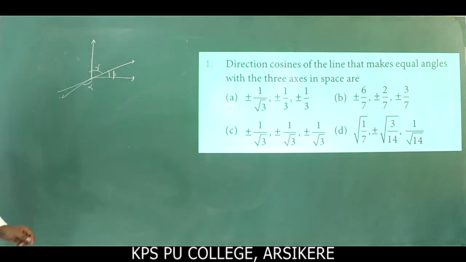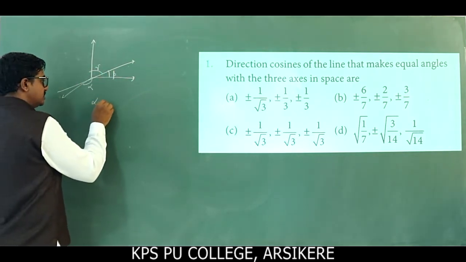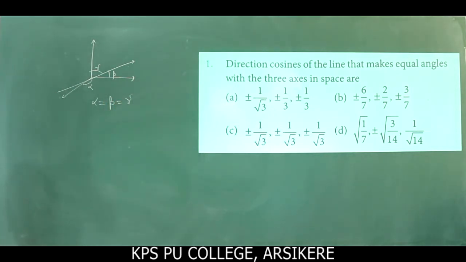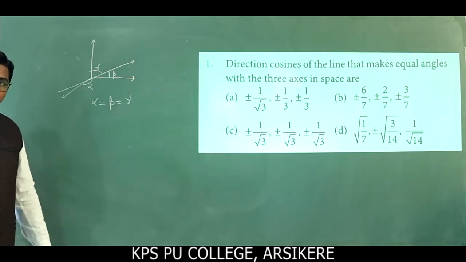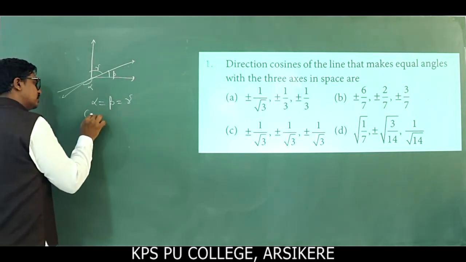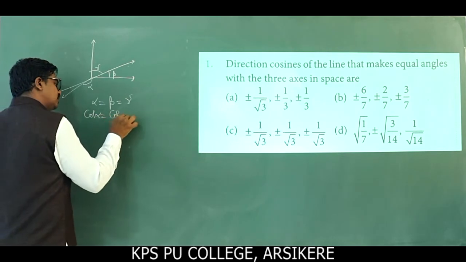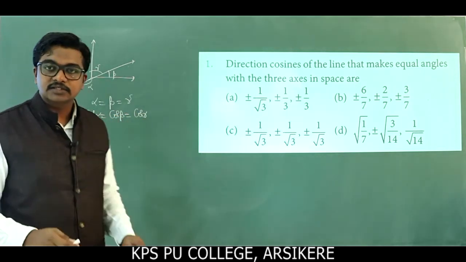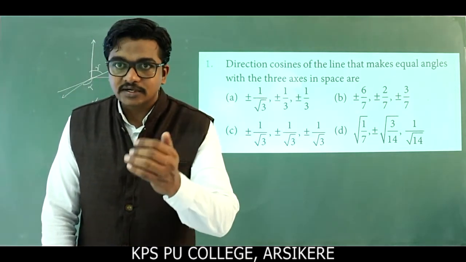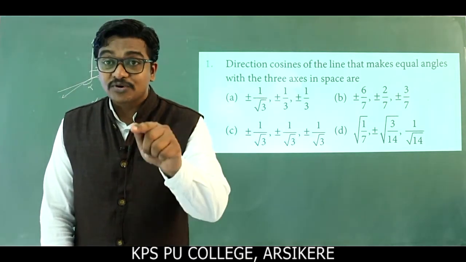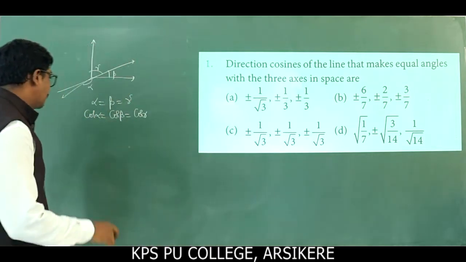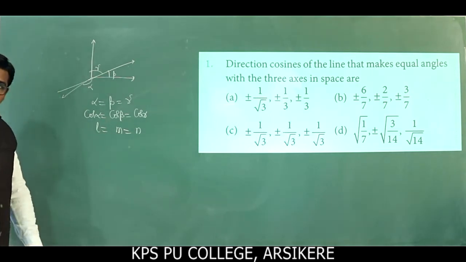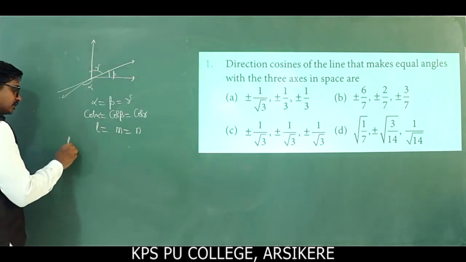What is given here? They make equal angles, which means alpha is equal to beta is equal to gamma. Once we apply cos here, cos alpha is equal to cos beta is equal to cos gamma. It means the direction angles are equal, so at the same time the corresponding direction cosines are equal. Once the cosines are equal, L is equal to M is equal to N. So we have the relationship in direction cosines there.